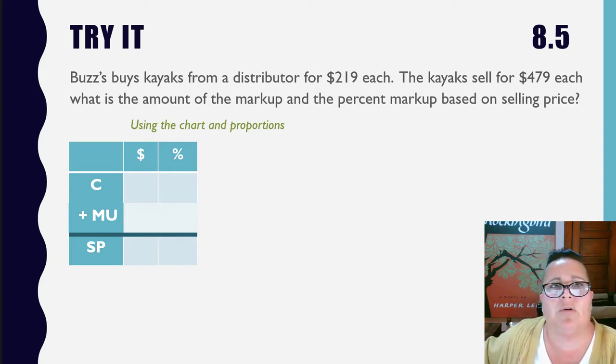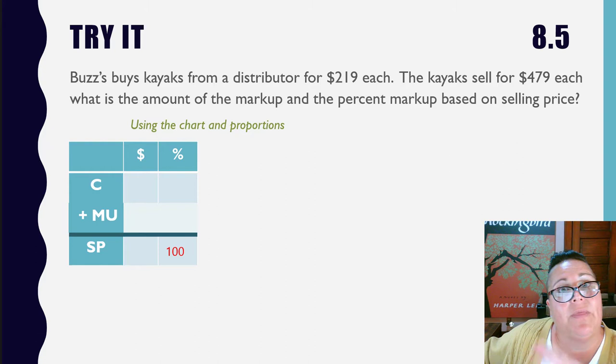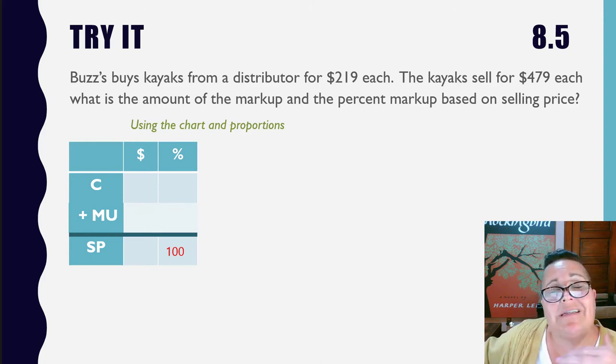I think I switched the order. The order doesn't matter. We could have switched it back to percent and dollar amount, but what has to happen in this case is because it is a percent markup based on selling price, our selling price percent is the 100. It's not the cost percent like it was before, because that was a markup based on cost. This is a markup based on our selling price. So since selling price is our base, that's what we're comparing everything to.